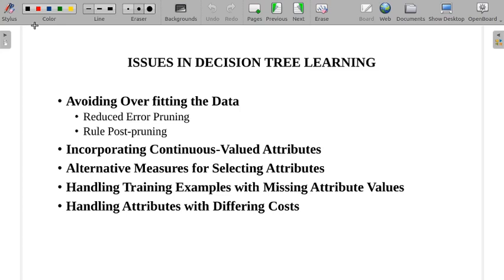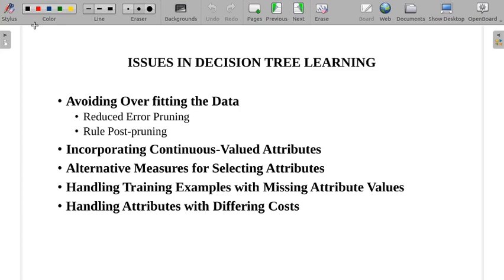Next one is handling training examples with missing attribute values. If we have a data set and the values are missing in some of the instances, what can we do? Then handling attributes with differing costs. So we'll introduce a new term called cost here. We may take it as a computational cost and many other types of resource cost. So instead of selecting an attribute based only on information gain, we'll consider cost also.